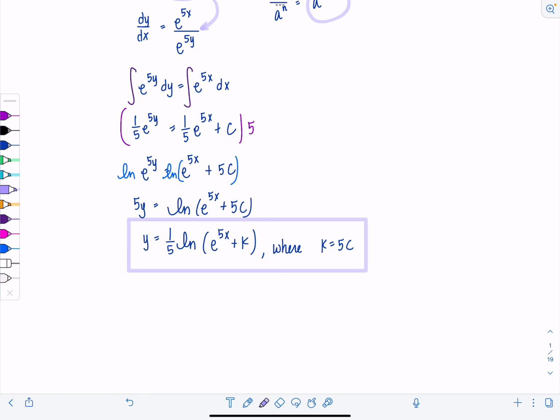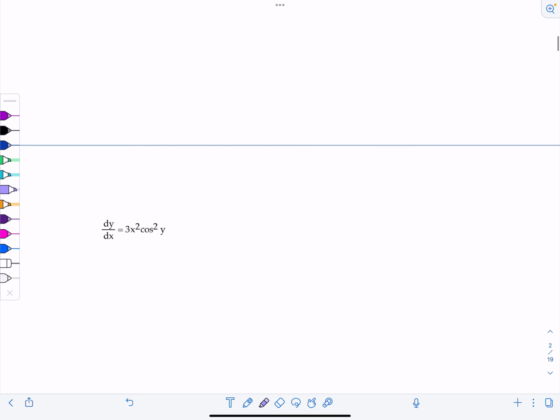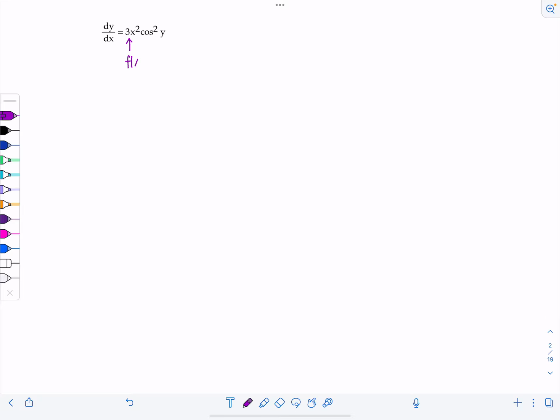Okay, now moving on, let's look at another example. We have dy/dx equals 3x squared cosine squared y. So this one, hopefully you can already tell it's separated. Here's my function of x. Here's my function of y. Let's separate. So I'm going to have, your differential cannot be in the denominator. So you're going to have dy over cosine squared y equals 3x squared dx.